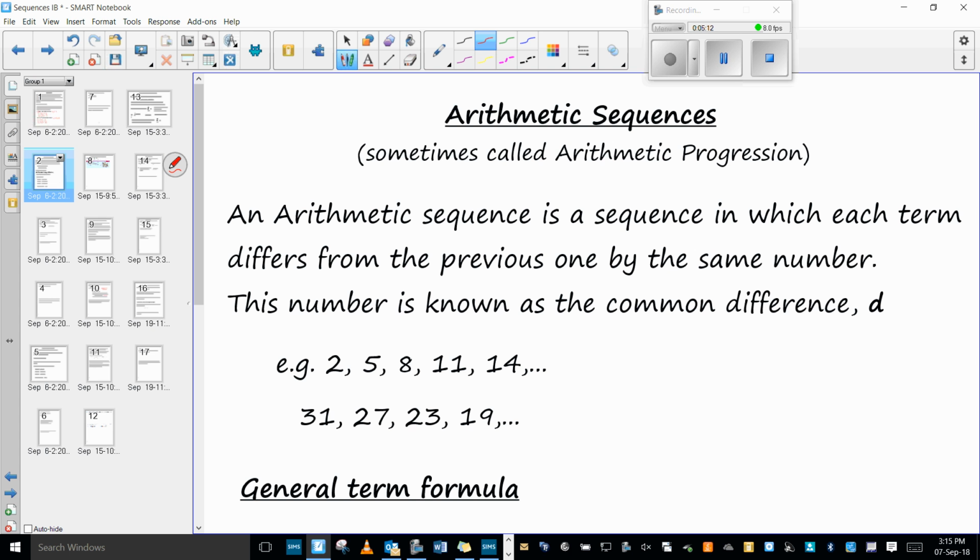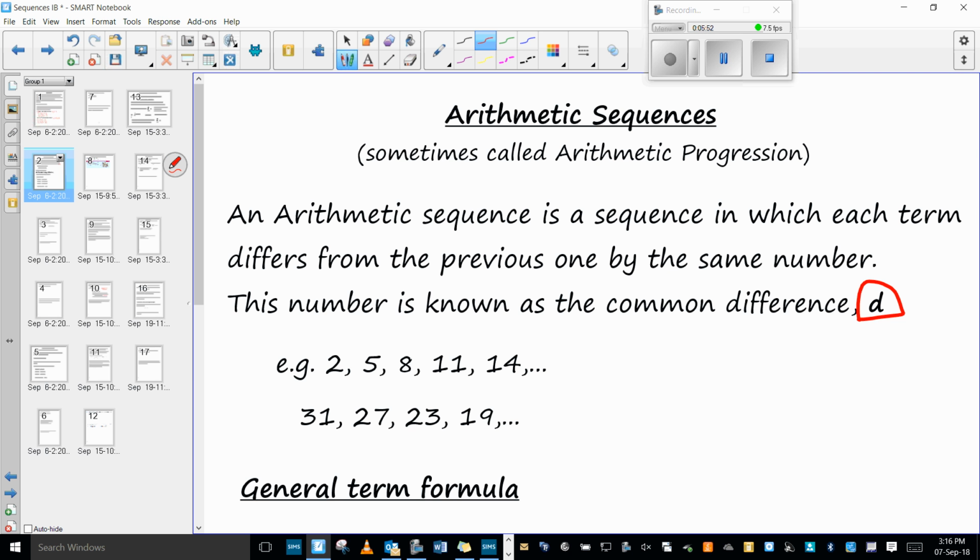Right, arithmetic sequences. I know you say arithmetic, but for some reason we say it in a different way. Don't know why. It's weird. But this is an arithmetic sequence. So an arithmetic sequence is a sequence in which each term differs from the previous one by the same number. The number that it's different by is called the common difference. It's represented by the letter D. Handy, you remember that D stands for difference.